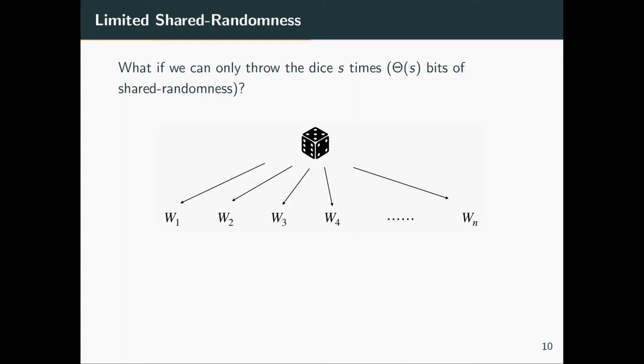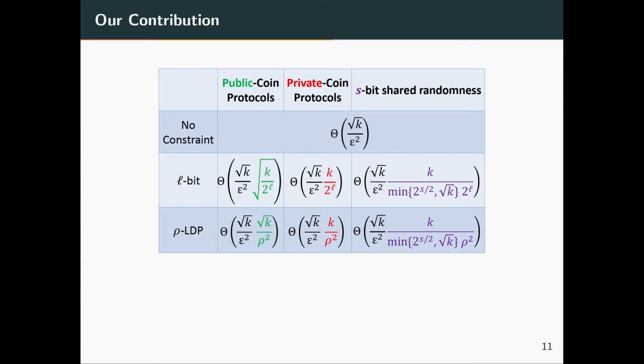In this work, we asked, what if we only have limited shared randomness, which means we can only throw the dice S times, which corresponds to S bits of shared randomness. We established the optimal sample complexity under S bits of shared randomness as the following. You can see that the sample complexity is increased by a factor of root k over 2 to the S over 2 multiplied by 2 to the L in the limited shared randomness setting.